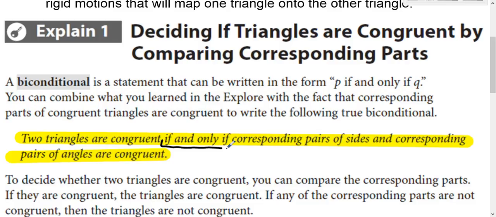So this little if and only if statement right here, that's called a biconditional. That's what's written right above. If and only if is a biconditional, meaning it's true forwards and backwards. So if you flip the order of that around, it would also be true. So if you know the triangles are congruent, then you know all their sides and angles are congruent. Or if you knew all their sides and angles were congruent, that means the triangles are congruent. So it works both ways. Definitions work that way also.